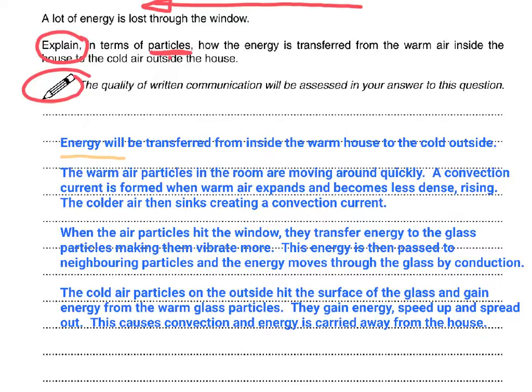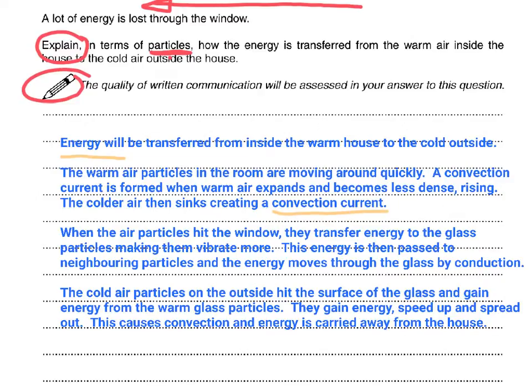I then talked about convection inside the room. The warm air particles in the room are moving around quickly. A convection current is formed when warm air expands and becomes less dense, rising. The colder air then sinks, creating a convection current.